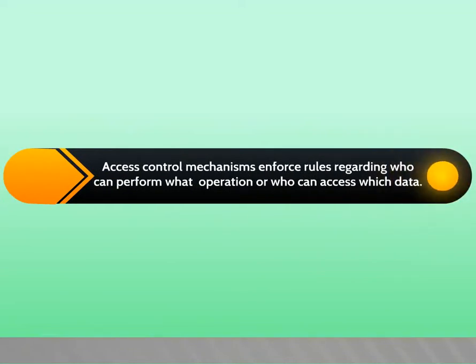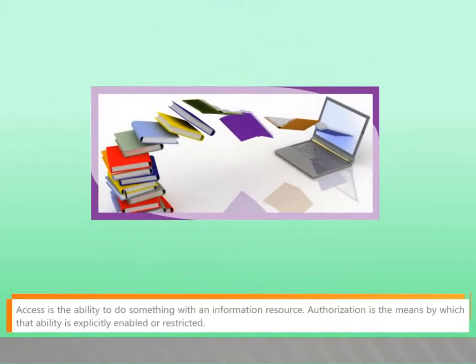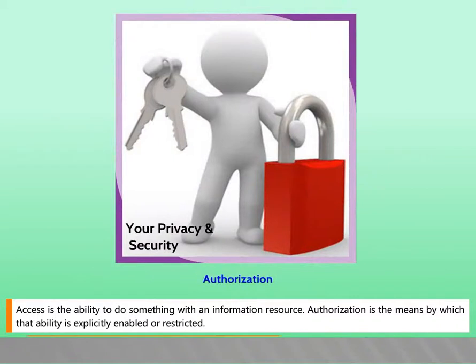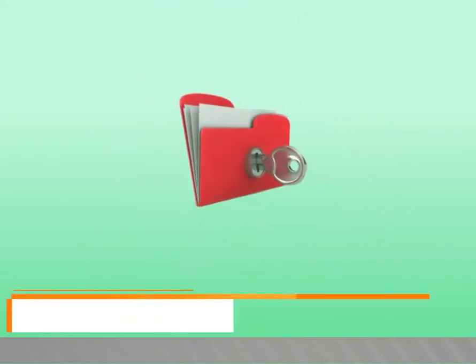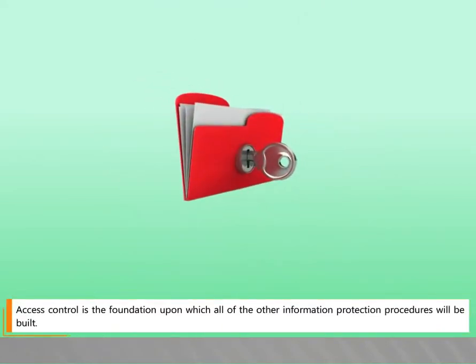Access control mechanisms enforce rules regarding who can perform what operation or who can access which data. Access is the ability to do something with an information resource. Authorization is the means by which that ability is explicitly enabled or restricted. Access control is the foundation upon which all of the other information protection procedures will be built.